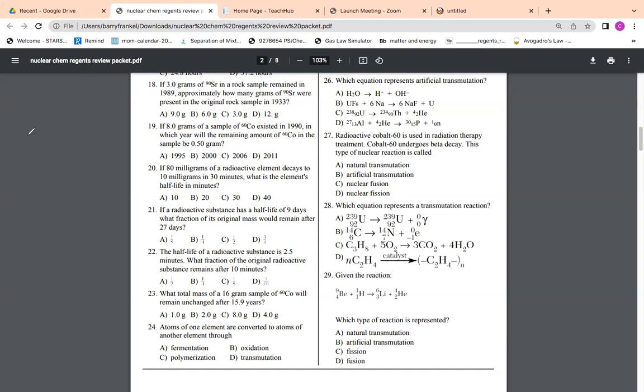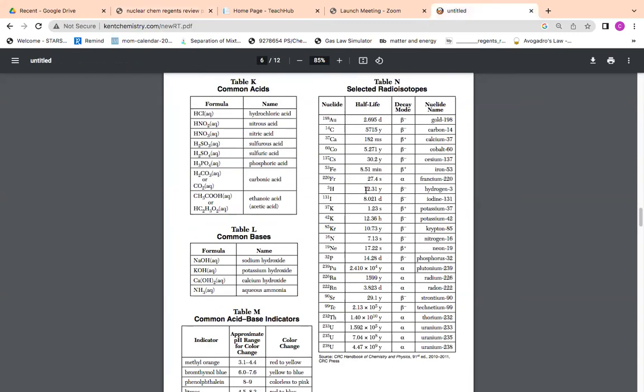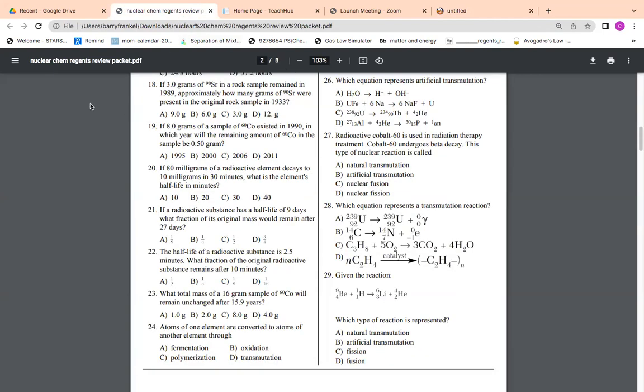So, if 3 grams of strontium-90 in a rock sample remained in 1989, approximately how many grams of strontium were present in the original rock sample in 1933? So, one thing that we're going to want to do is let's just go and look at the half-life for strontium-90, and we can see here that it is 29.1 years. So basically this means every 29.1 years, strontium-90 will decay in half.